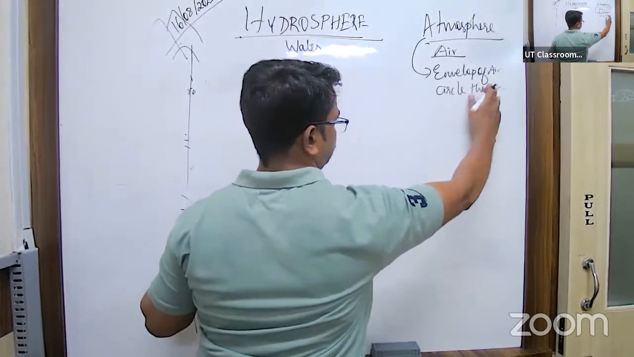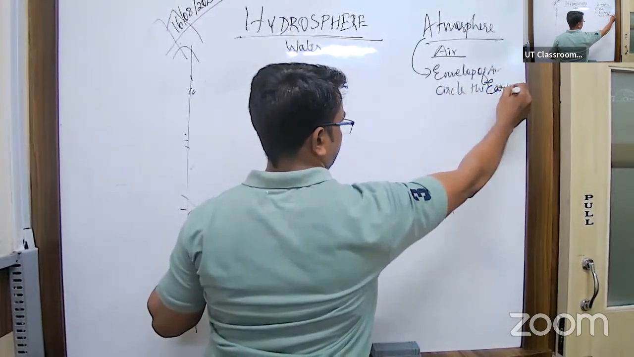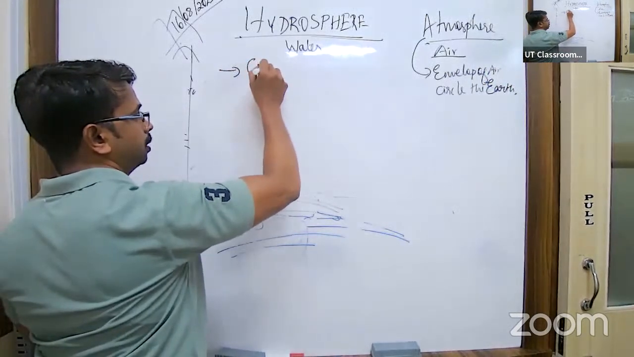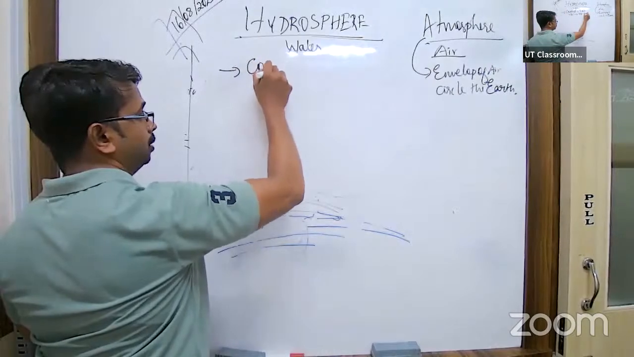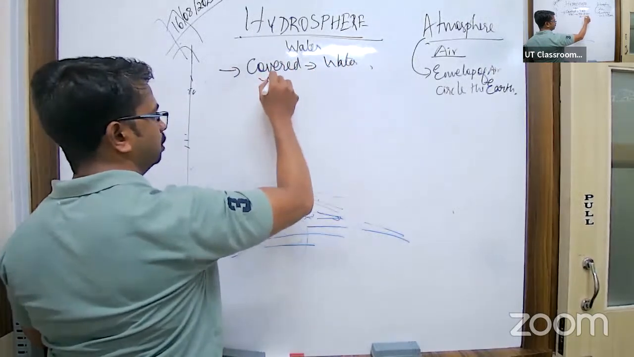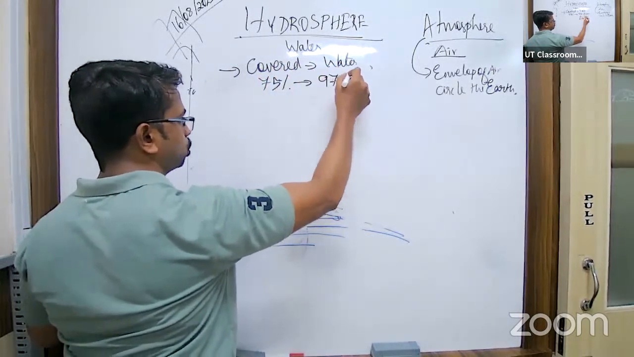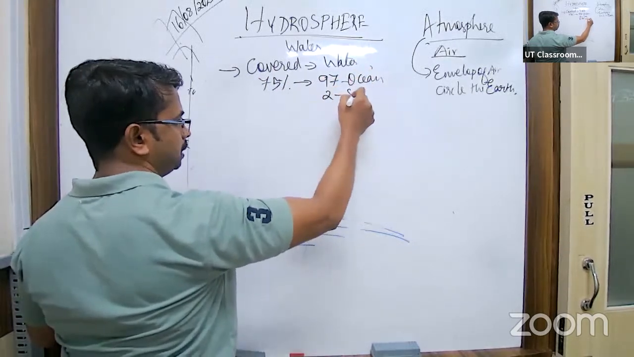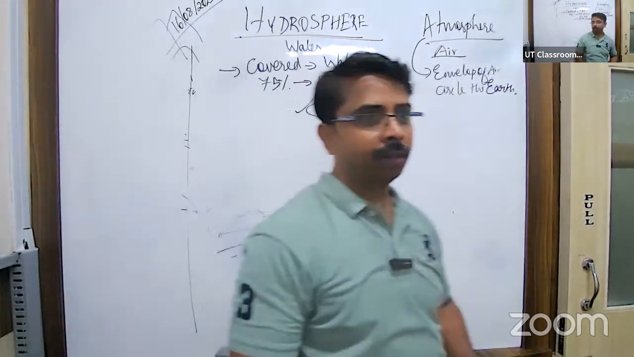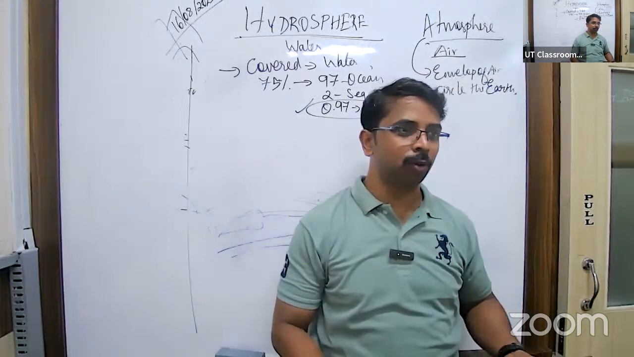Whereas this one? That part of the earth's crust which is covered with water, correct? And then two persons are seas and other, and hardly 0.97, we'll say 1% is the fresh water. So drinking water is only this much. Don't you think we are making the drinking water in our own homes?